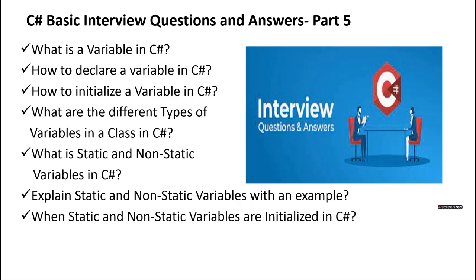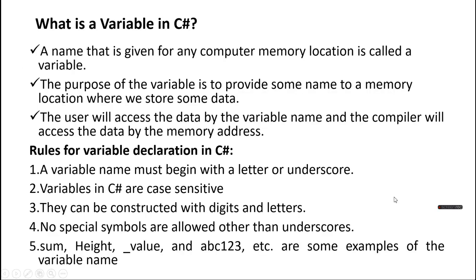Now let's start with question number 1. What is a variable in C#? A name that is given for any computer memory location is called a variable. The purpose of the variable is to provide some name to a memory location where we store some data. The user will access the data by the variable name and the compiler will access the data by the memory address.